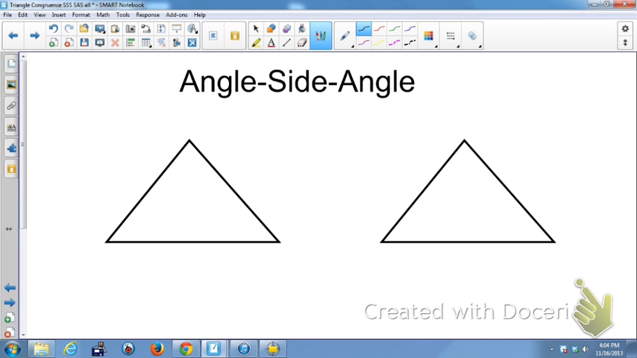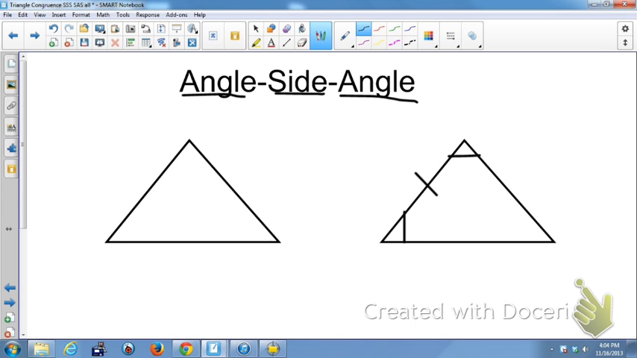Alright, now we have angle, side, angle. Alright, notice the order. We have an angle. The side is in the middle. That's our included side. And then we have an angle. Alright, so in this triangle, I'm going to talk about this angle and this angle. So now these two angles, the side that is in between them is right there.